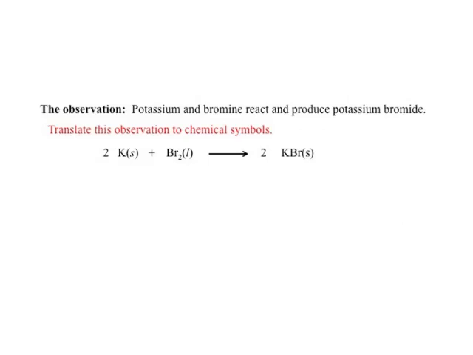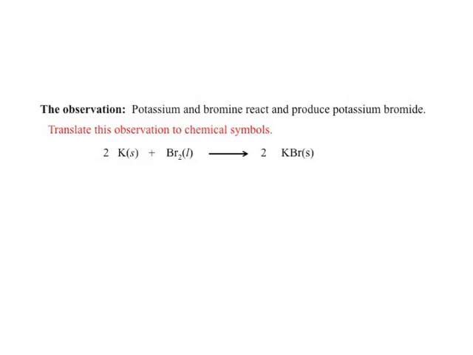Potassium. How do you write potassium in chemical symbols? It's simply the element symbol K. And bromine? Remember, bromine is made of diatomic molecules. Therefore, you would write it down as Br2. And it is not Br or Br3 or Br4, for example. You need to know bromine is Br2.